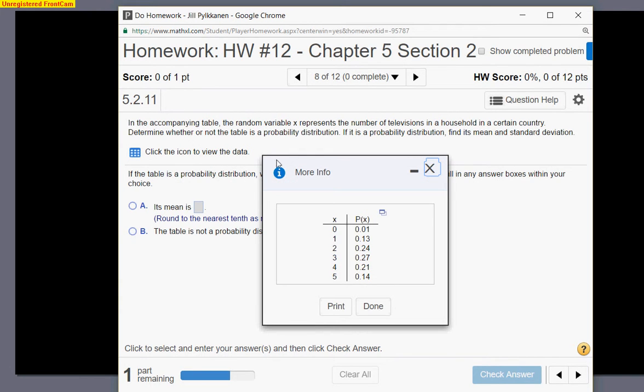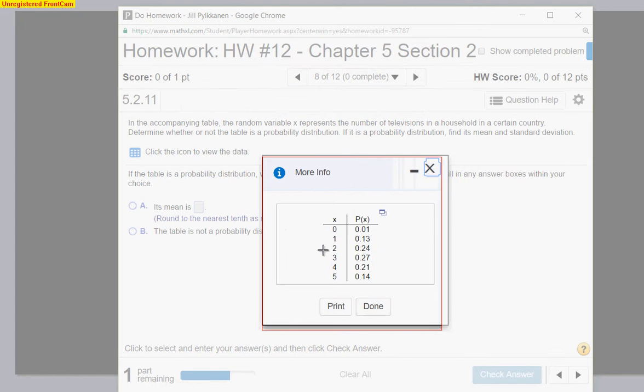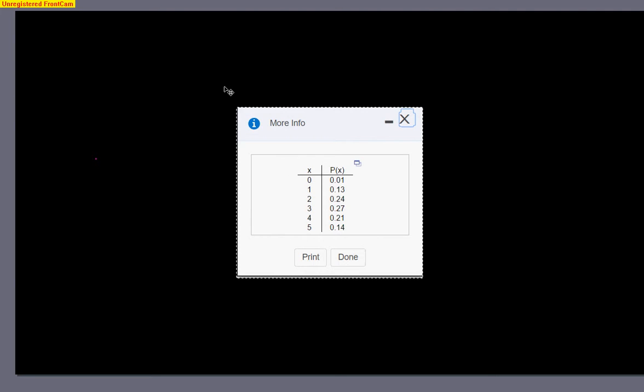All right, so I'm going to go ahead and snip this and put it onto our board so that we can do a little writing while we have a chance. Okay, so this is now our probability distribution, and let's just review what that means. In this case, x represents the number of televisions in the homes in a certain country, and it looks like it varies from 0 to 5. Over here we have the probability of each of those happening.